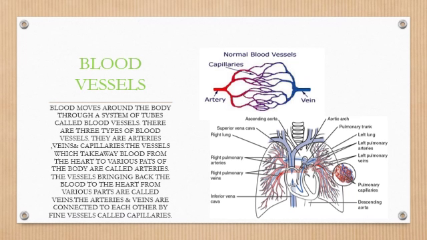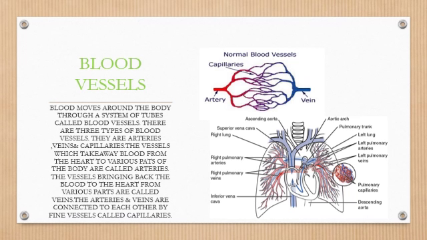Okay children, so what is the function of these arteries? The vessels which take away blood from the heart to various parts of the body. So the blood vessel which carries the blood from the heart and takes it to all the different parts of the body, that is done by the blood vessel called as arteries. In the same way, what the veins will do is, the vessels bringing back the blood to the heart from the various parts are called as veins.